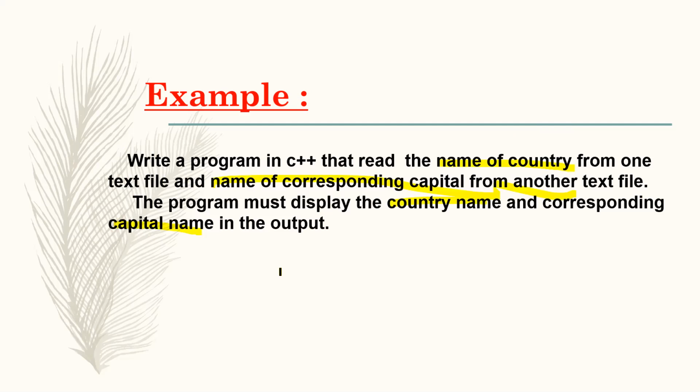Means first, read the name of country from one file. Means first open one file for reading the name of country. After that, we have to read the corresponding capitals from another text file. Means now we have to open the next text file. After that, we have to display the country name and capital name in the output.